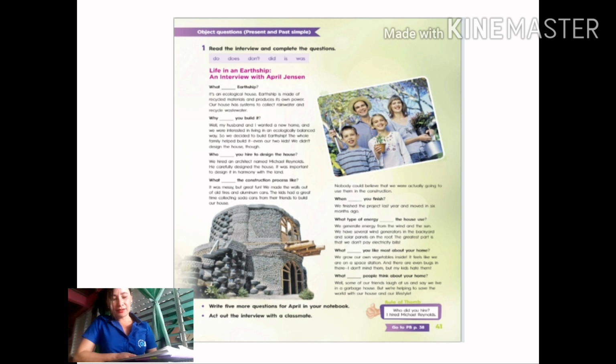The next: we generate energy from the wind and the sun. We have several wind generators in the backyard and solar panels on the roof. The greatest part is that we don't pay electricity bills. The correct word to form the question is does. Now we are going to read the question. What type of energy does the house use? What type of energy does the house use?